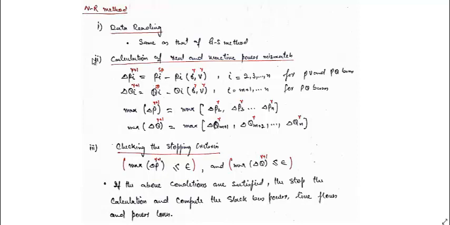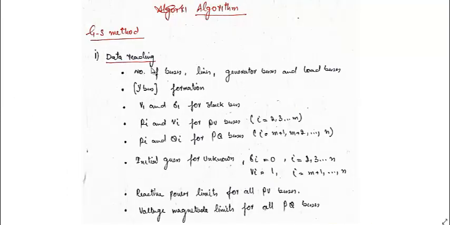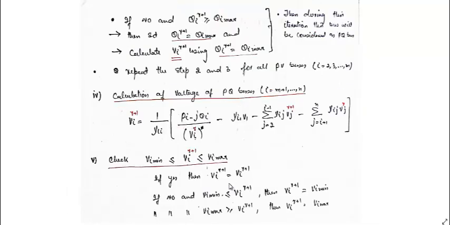Now, this data reading: number of buses, lines, generator buses, and load buses, formation of Y bus. V1, delta 1 for the slack bus, Pi for the PV buses, where i goes from 2 to M, and Pi, Qi for the PQ buses, where i goes from M plus 1 to N. Initial values for the unknowns: delta i is equal to 0, Vi is equal to 1, for i from 2 to N and for i from M plus 1 to N. So reactive power limits have to be known, that is, reactive power limits for all PV buses and voltage magnitude limits for all PQ buses. This is the data reading step.